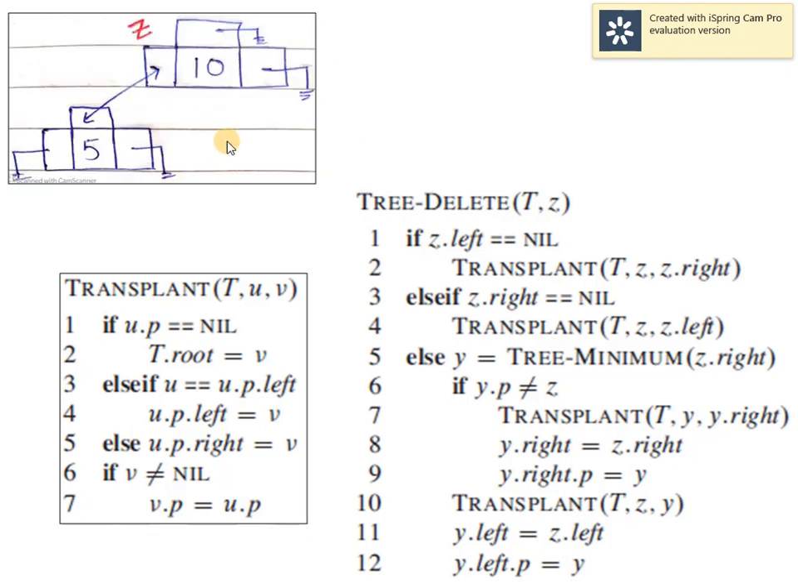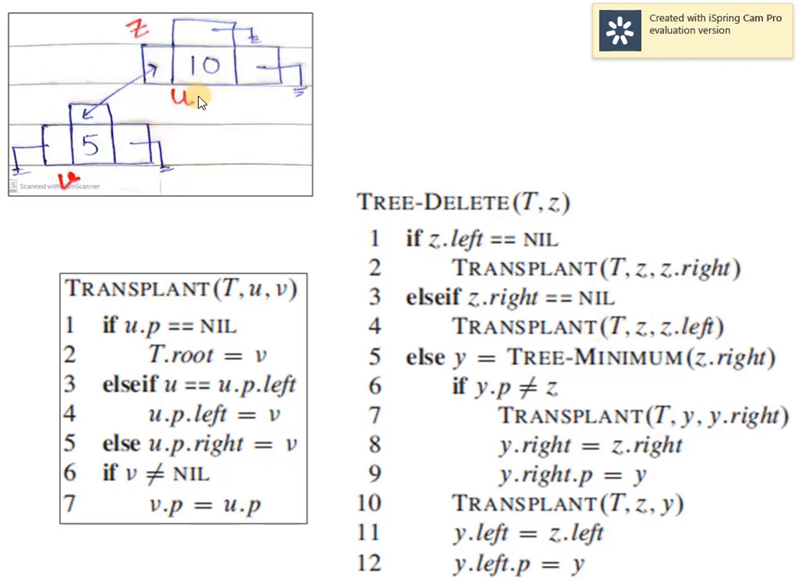Next, if we have to delete a node with only a left child and a null right child. In this case, line number 1 will give us false, because left exists, left is not equal to null. So we will reach line number 3. We will check if z.right is equal to null or not. In this case, z.right is null because we are trying to delete 10. So what will happen? We will call the transplant procedure with z comma z.left.